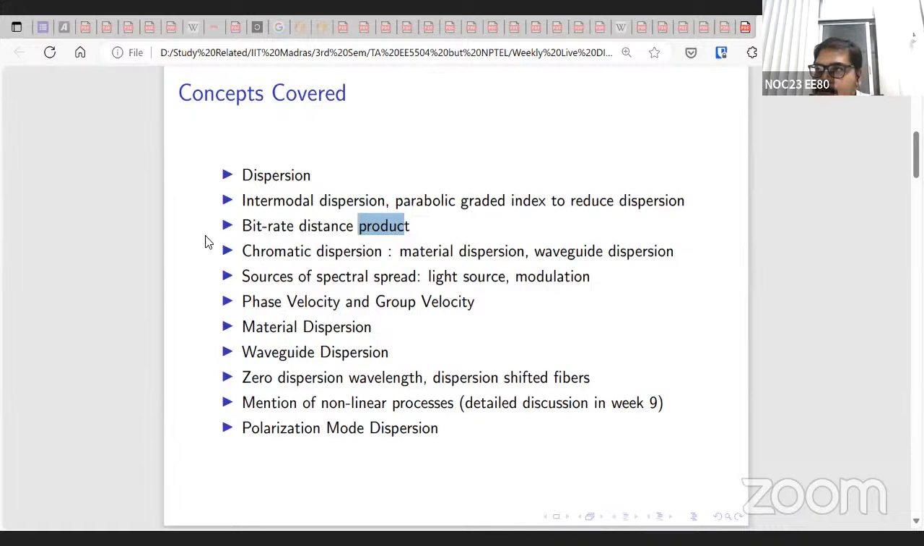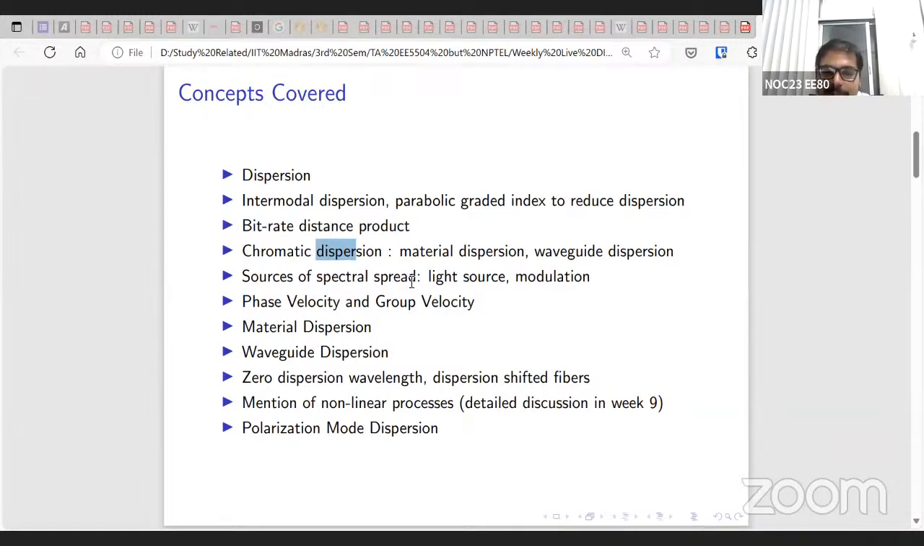Then we moved on to our single mode fiber and what kind of dispersion the single mode fiber shows. So we talked about chromatic dispersion and the 2 contributors, one part only due to the material, the refractive index being dependent on the frequency or wavelength. And one due to the structure of the waveguide, that is waveguide dispersion. Both come together to form chromatic dispersion. We discussed them one by one.